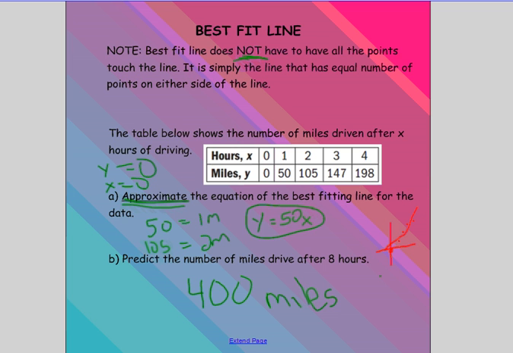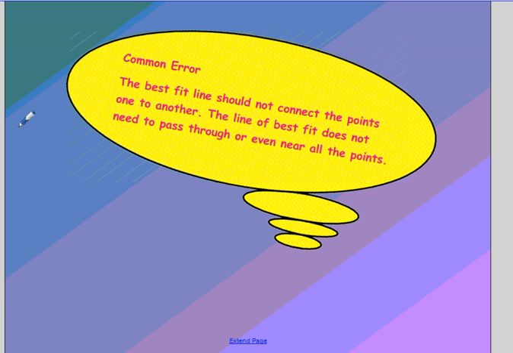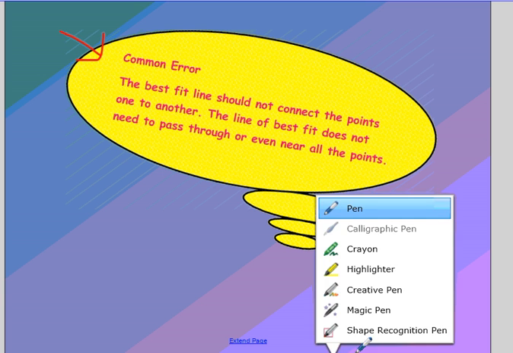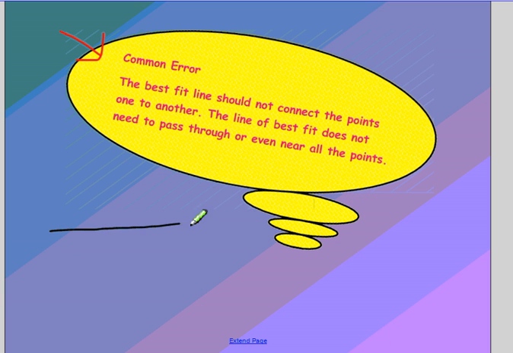One last slide. This is really important. Common error: the best fit line should not connect the points to one another. The line of best fit does not need to pass through or even near all the points. I'm going to do this thing real quick. It's got this cool little feature that recognizes the shape I'm trying to draw.